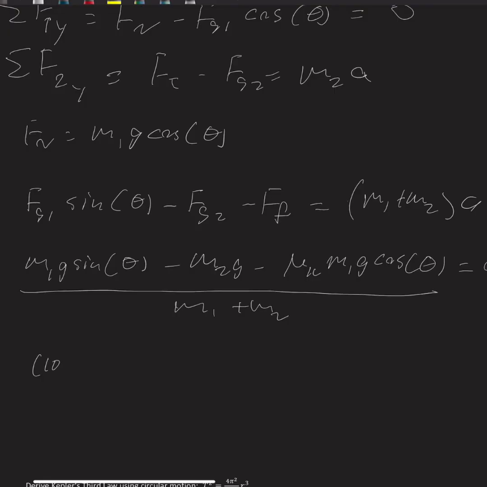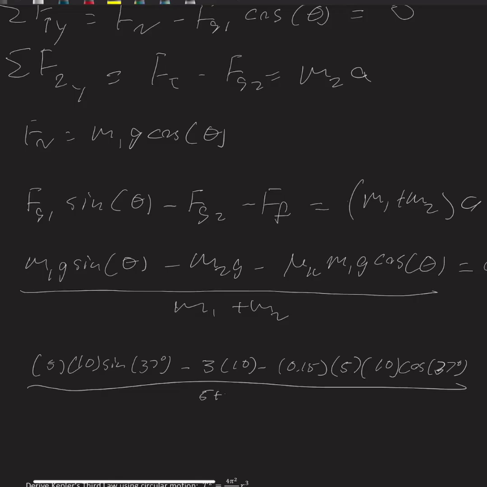That's 10. No, that's 5. That's 5 times 10 times sine of 37 degrees, minus 3 times 10, minus 0.15 times 5 times 10 times cosine 37 degrees, and all divided by 5 plus 3. That's approximately equal to negative 0.74 meters per second squared.